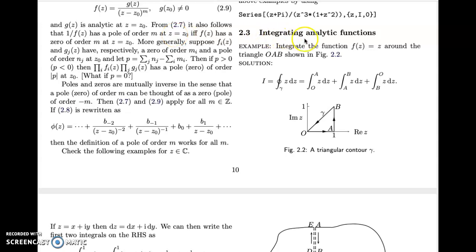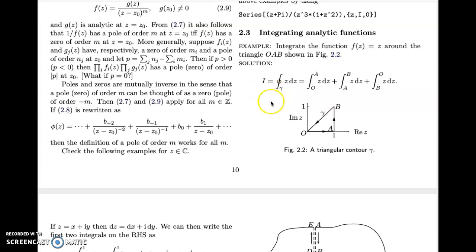So, integrating analytic functions. This section gives some very important results on which the calculus of residues is based. We start off with a simple example, really just to see what we actually mean by integrating functions. What we want to do in this example is integrate the function f of z equals z, the simplest function you could think of, around a triangle, this triangle here.